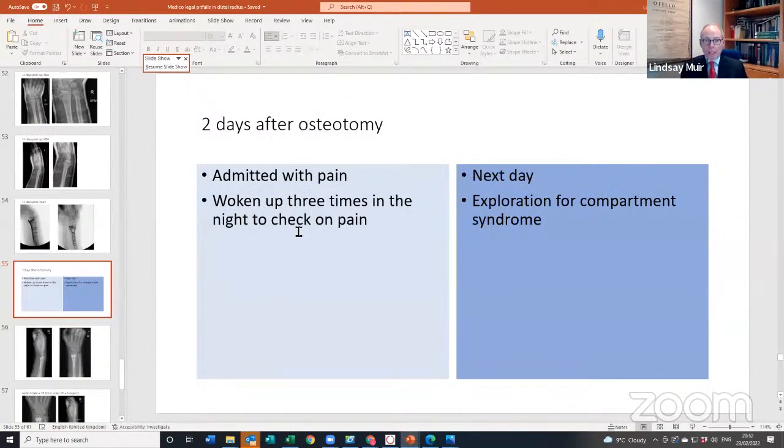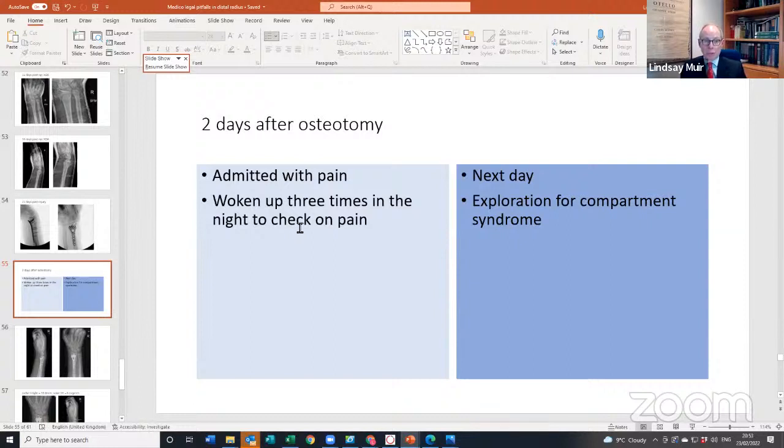2 days after the osteotomy, he comes back into hospital and he says, I'm very, very sore. So they admit him to the ward and the ward doctor checks up on him. And 3 times during the night, he goes to wake the patient up and says, are you sore? Have you got any pain? And he says, yes, it's very sore. And then he goes back to sleep.